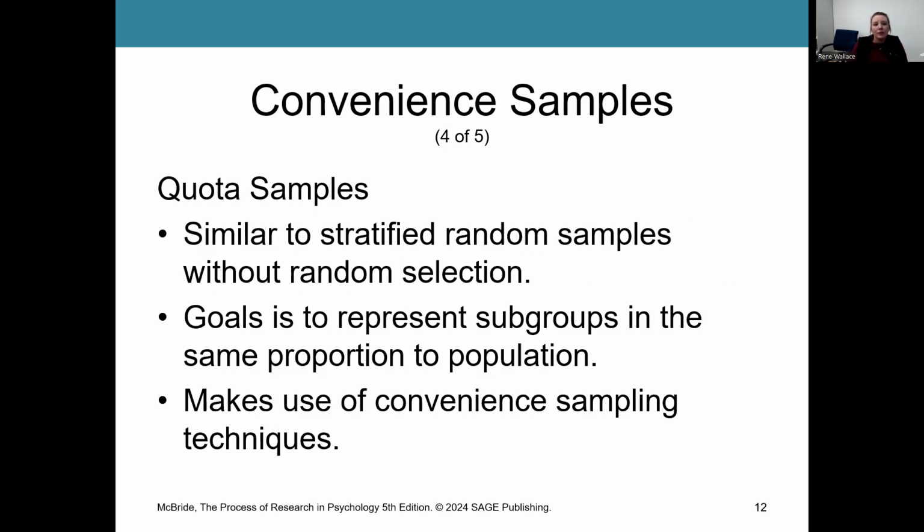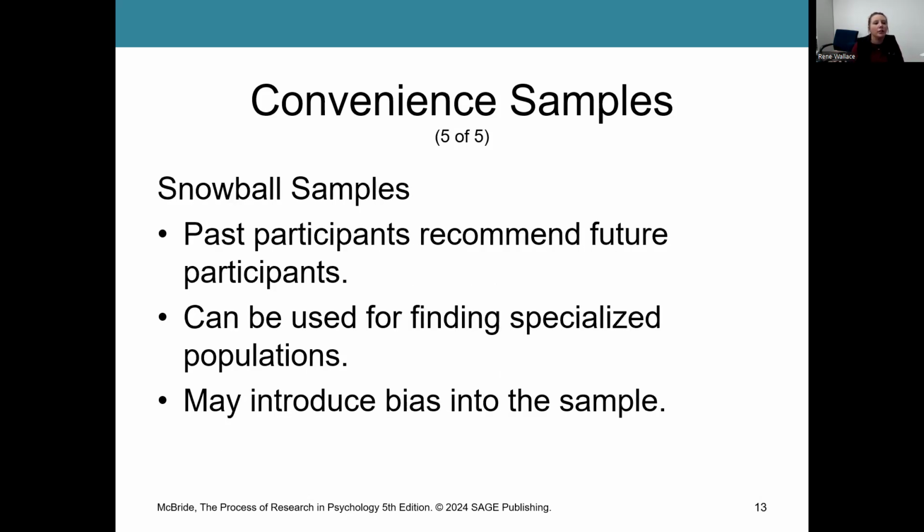A quota sample is like a stratified random sample, but it doesn't have random selection. So its goal is to represent specific subgroups in the same proportion to the population. So it can't be random because you need it to be equal in representing specific subgroups. And it also uses convenient sampling techniques, just with specific subgroups in mind.